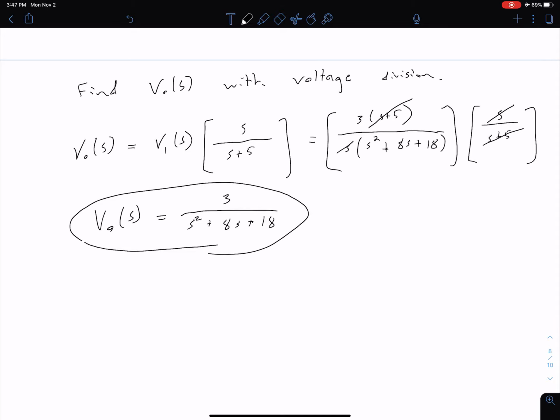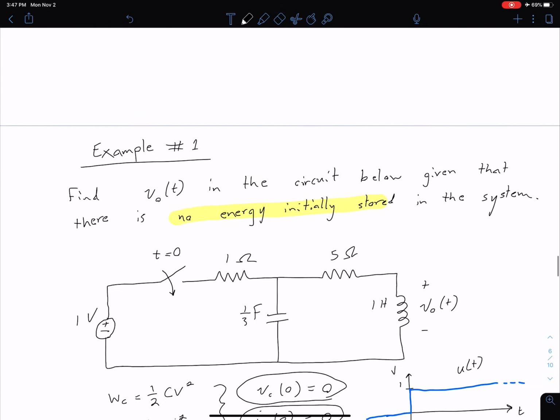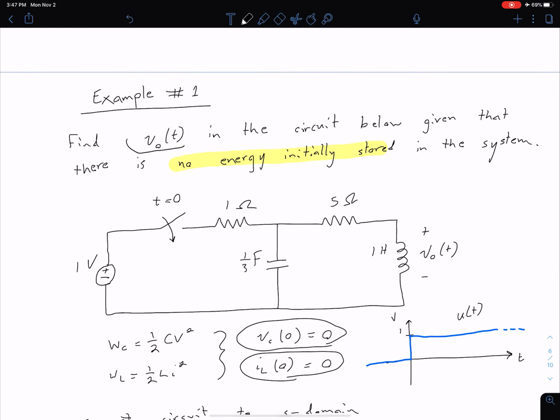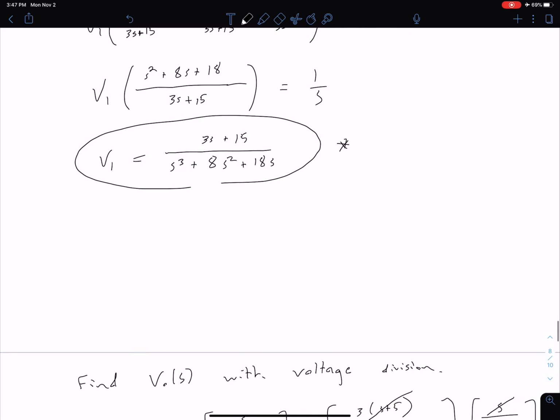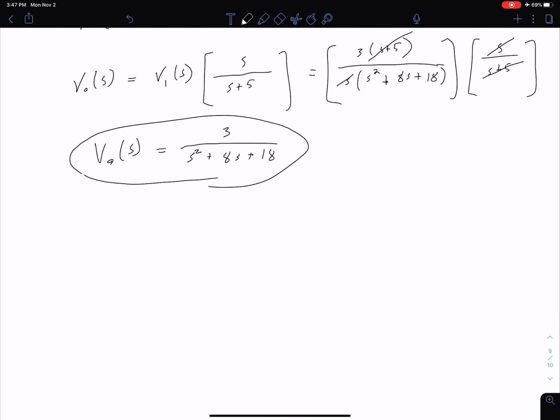Okay, so one step closer, but let's go back to our initial problem statement, and we can see we wanted to find V out of T, not V out of S. So what we're going to do now is use our inverse Laplace transforms. We want to take our inverse Laplace transform to find our V naught of T. So now we're on step 3 of that general application. We've done our analysis, we've solved for our value in the S domain. Now we need to inverse transform to get back to our time domain.